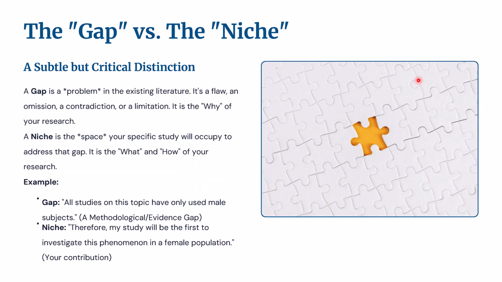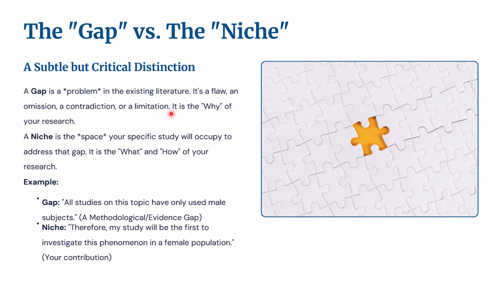Okay, now you have to differentiate between the gap and the niche. What is a gap? The gap is a problem in the existing literature. It's a flaw, an omission or contradiction, a limitation. It is the why of your research. The gap is the why, the justification of your own research.